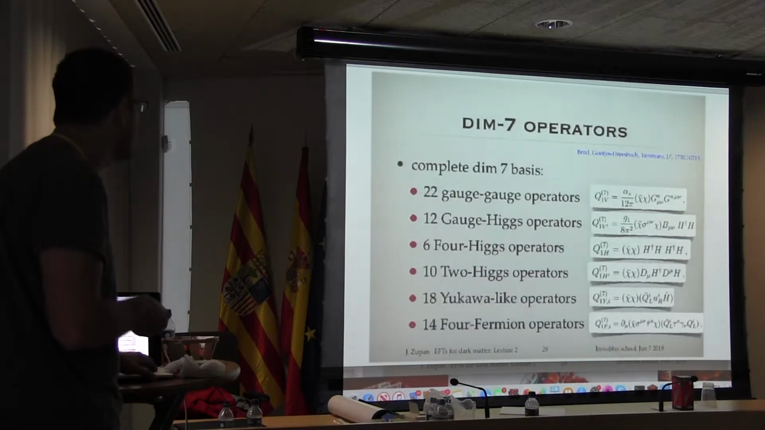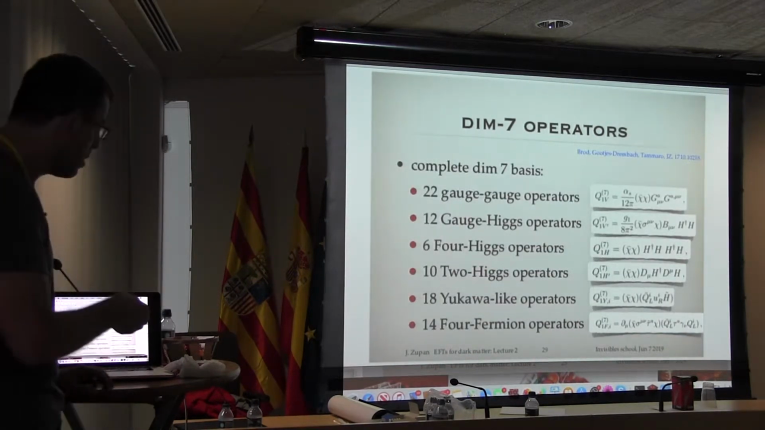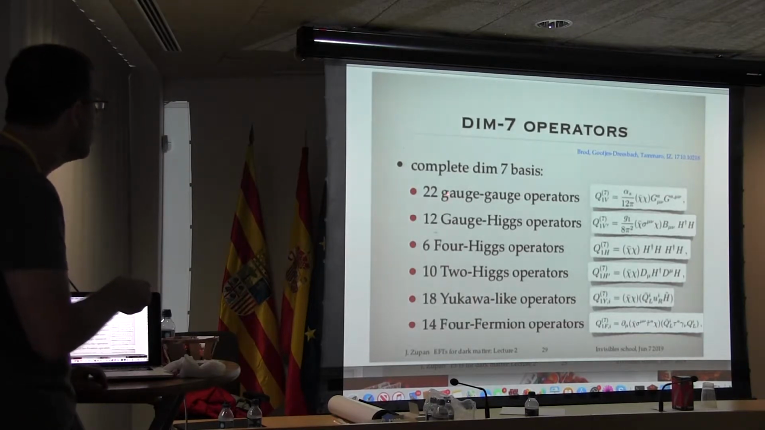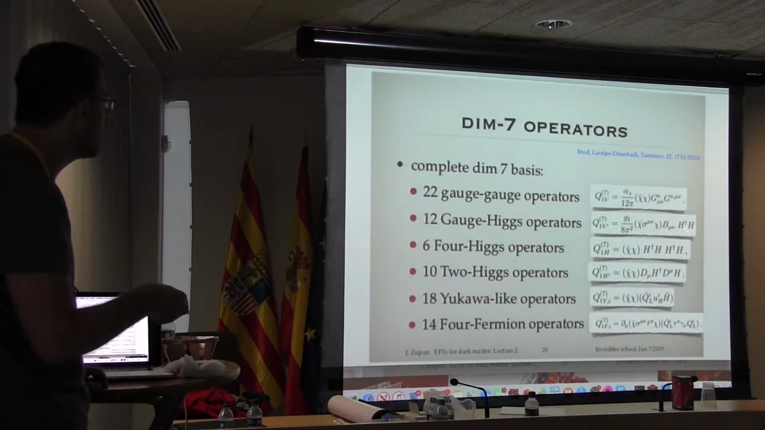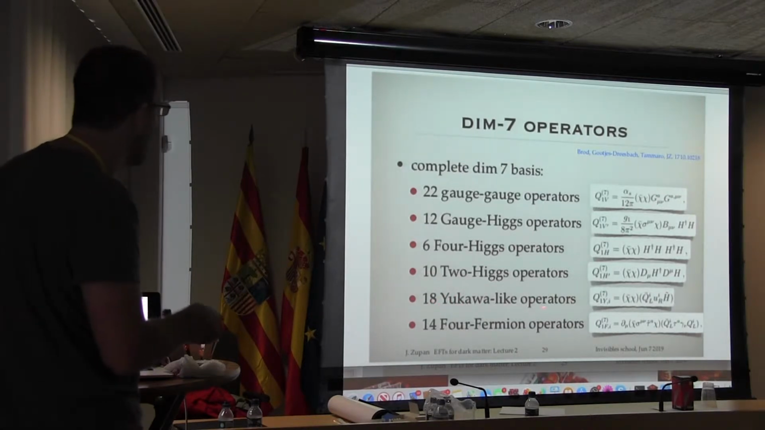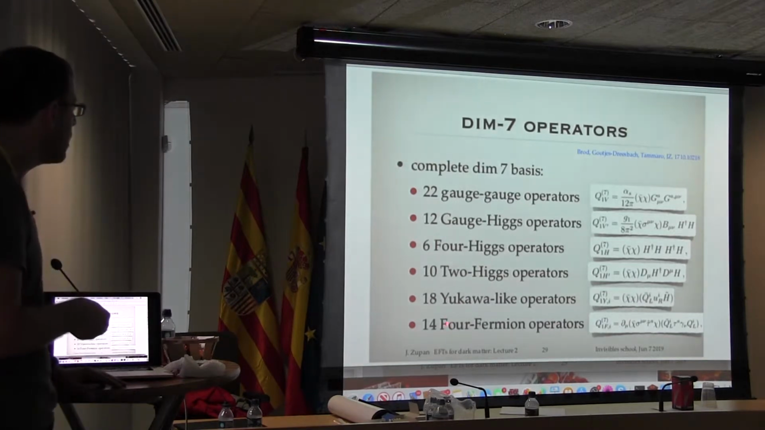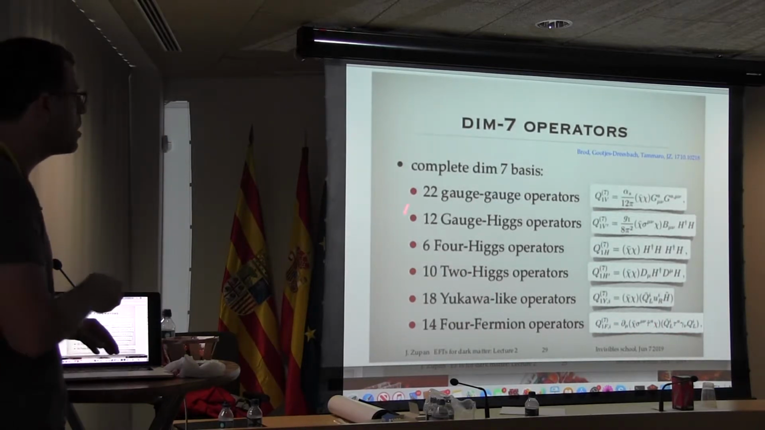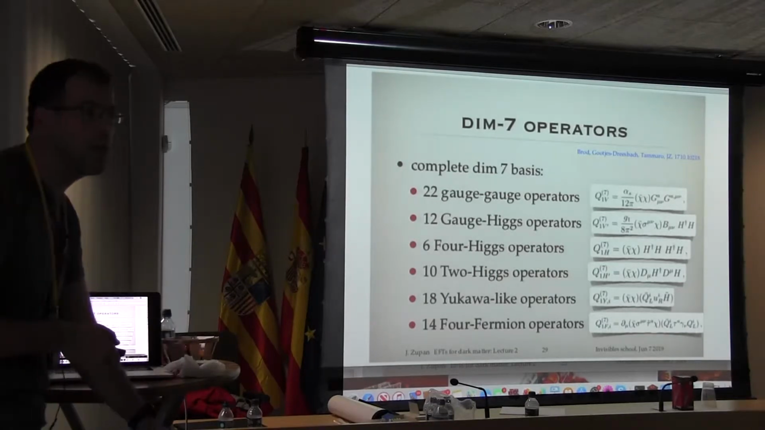And then if I go to dimension 7, I don't show all of them, because you see the scary numbers on the left. It's 22 gauge operators, 12 gauge-Higgs operators. You have a form like this. You have coupling to hypercharge and the Higgs. 6 four-Higgs operators, 10 two-Higgs. I'm getting tired even reading, no? How many are there? 18 Yukawa-like operators, 14 four-fermion operators. Alright, so you see that, first of all, there are quite a few. I don't even count the flavor multiplicities. So these numbers you have to compare with the 22 that we had at the low energy.